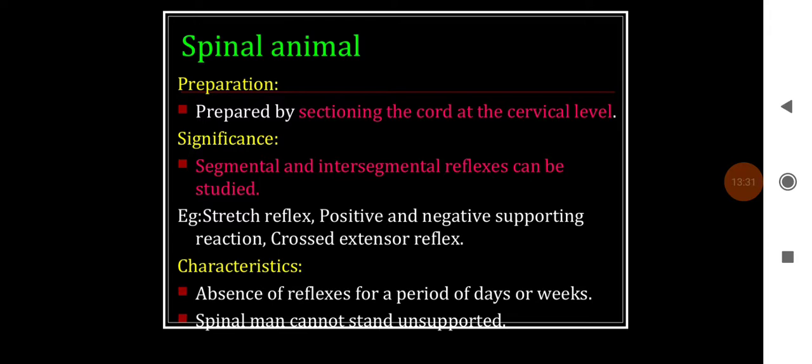Spinal animal. Preparation is prepared by sectioning of the cord at the cervical level. Significance. So this is used to study the segmental and intersegmental reflexes, for example, stretch reflex, positive and negative supporting reaction, crossed extensor reflex. Characteristics of the spinal animal: absence of the reflexes for a period of days to a week, which is because of the spinal shock. A spinal man cannot stand unsupported.